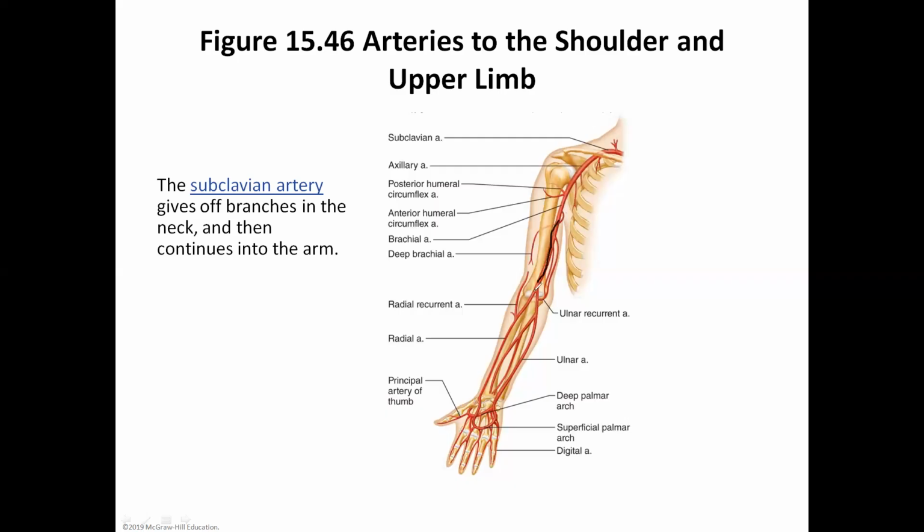And then when you finally look at the split to where the brachial artery is no longer going to be named that, what you're going to see is there's going to be the split between the radial and the ulnar artery.